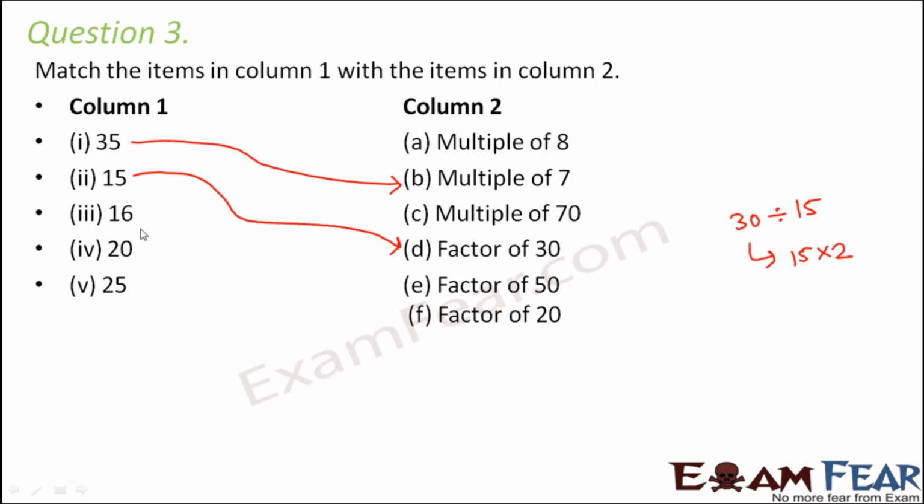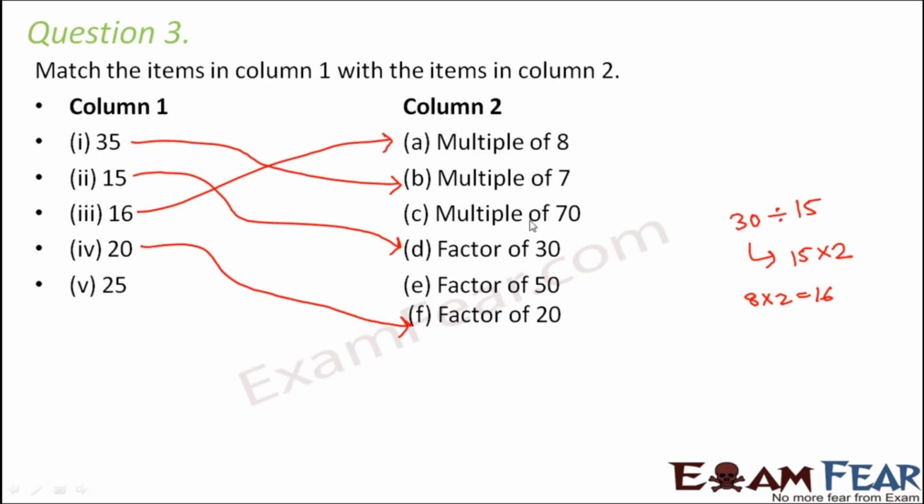16. The 16 is a multiple of 8. Why? Because 8 into 2 is equal to 16. So 16 is a multiple of 8. 20. So 20 is a multiple of 70? That is not possible because a multiple of 70 has to be greater than or equal to 70. 20 is a factor of 50? That is also not true, because if you divide 50 by 20, the remainder is not 0. A factor of 20? Yes, because every number is a factor of itself.